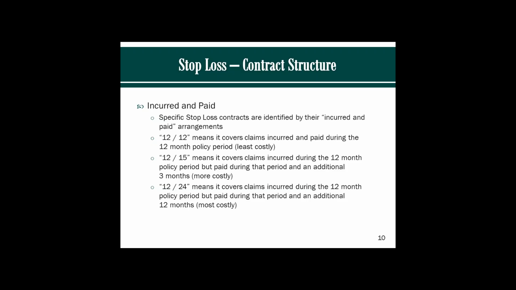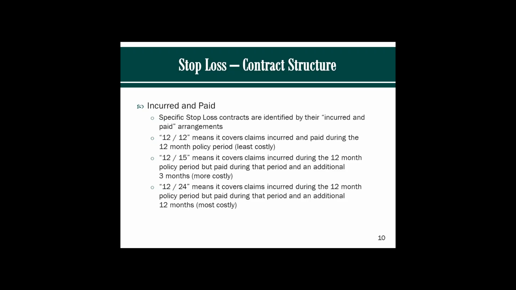Specific stop-loss contracts are identified by what's called incurred, which is when the claim happened, and paid, when the claim was paid. A 12-12, for instance, means that it covers claims incurred and paid during a 12-month policy period. This is the least costly, because your stop loss is only covered in that 12-month period.